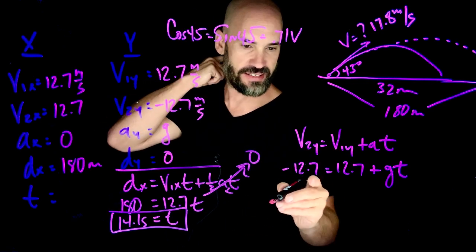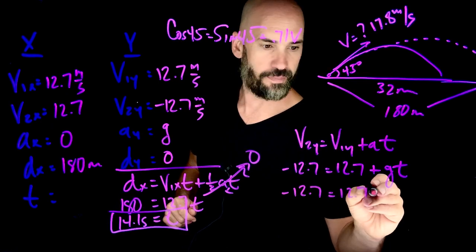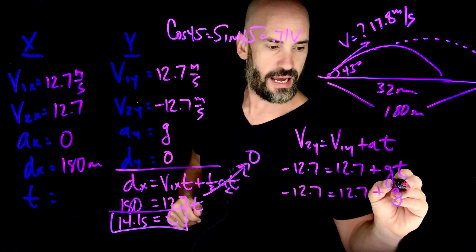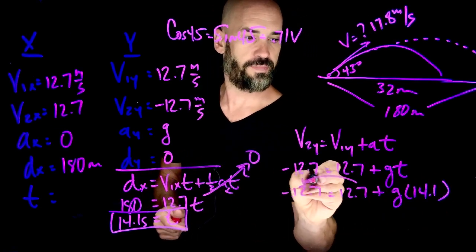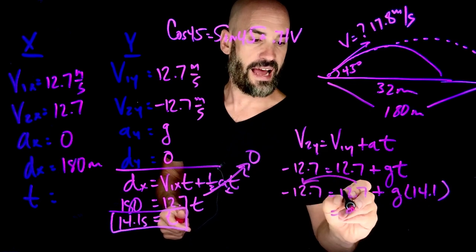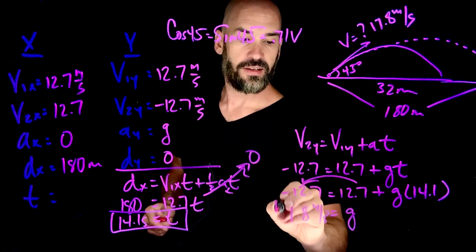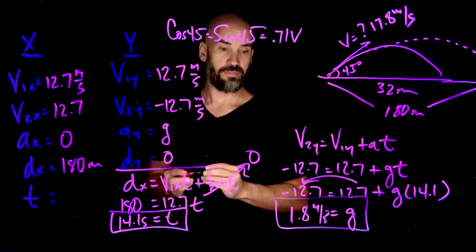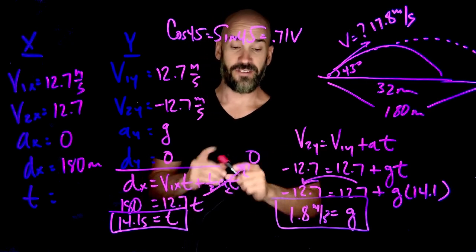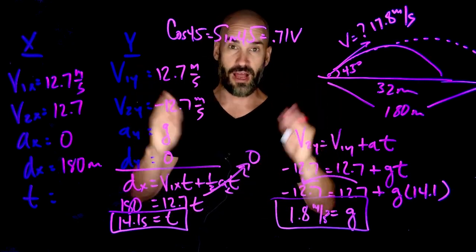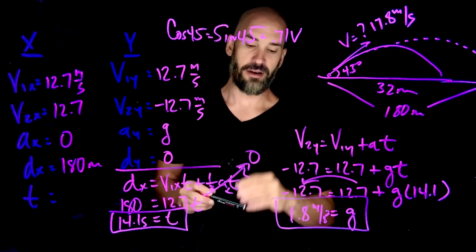Now that makes our life much easier, because now I can say negative 12.7 equals 12.7 plus g times 14.1. I just subtract this over here, divide by 14.1, and I get for g 1.8 meters per second squared. And if you look up the Moon's gravity, you're going to find that it's shockingly close to that. So we just used the fact that we know how far we can drive a golf ball on Earth to find the gravity of the Moon. That's really cool. That is the power of physics.